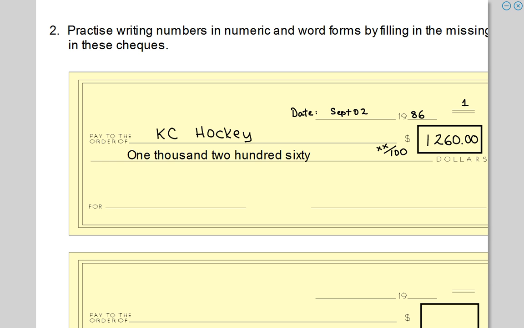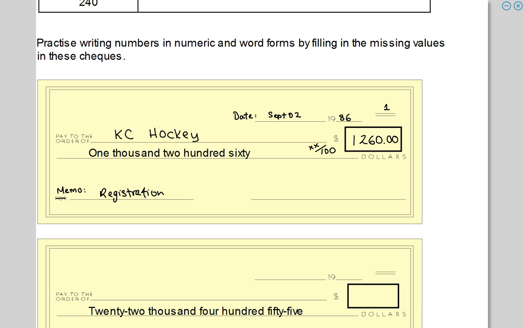And then at the bottom left, usually this says memo. And then maybe I would put registration or something. It's like a little note for why the check is being written. And then on the bottom right, you get to have a little fun. You get to sign your name.